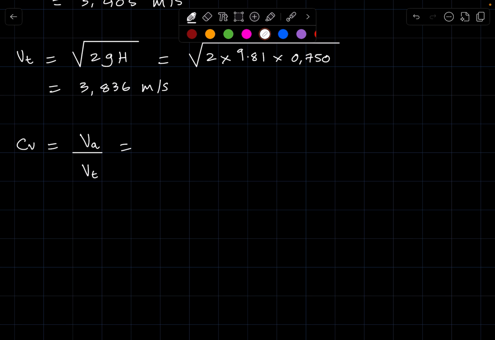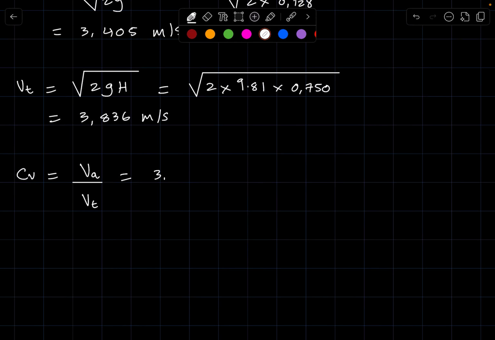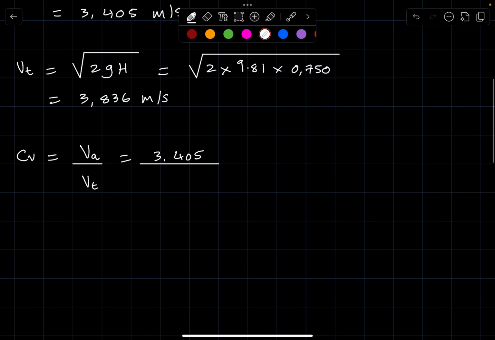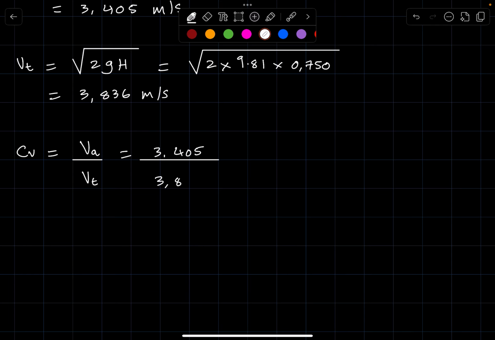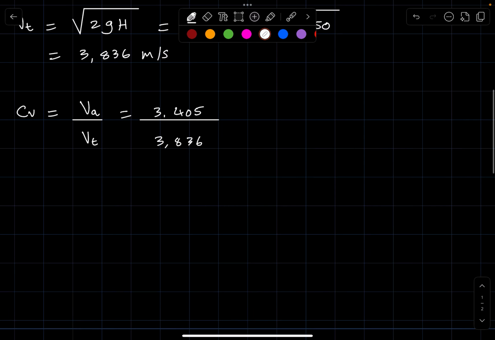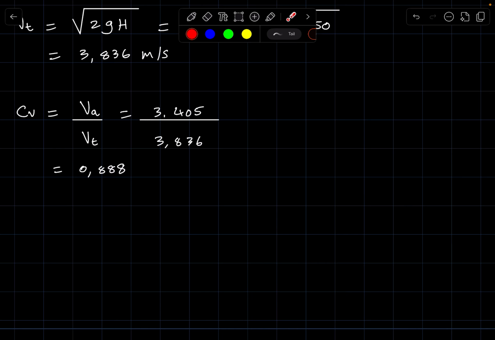And what is this equal to? VA is 3,405 divided by VT, which we got, 3,836, right. And this, if you punch this in your calculators, you should get 0,888, right. Now this here is a coefficient of discharge, and all hydraulic coefficients are dimensionless, right? As you can see here, it's velocity over velocity, so the SI units of both essentially cancel each other out, hence we are left with no dimensions, right?